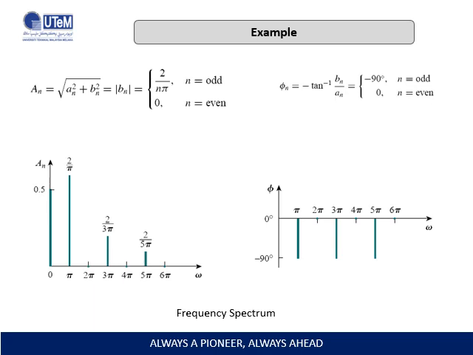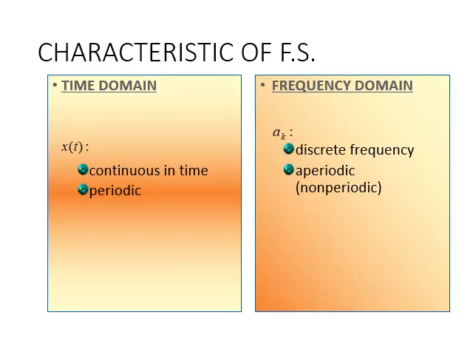From there, we can plot the amplitude versus the frequency and the phase versus the frequency. So we can see the difference between the continuous and periodic signal in the time domain, and after it changes, when we plot it in the frequency domain, the behavior of the signal has changed. Then we summarize it: in the time domain, this is a continuous-in-time periodic signal, which is represented by s(t). In the frequency domain, it is discrete in frequency, which is non-periodic.